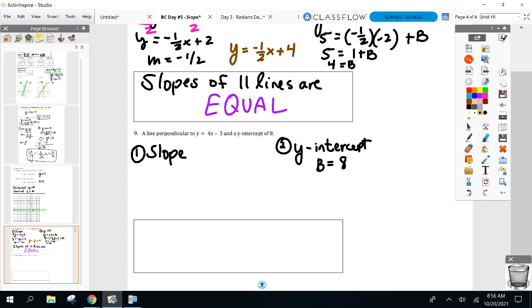All right, let's talk about the slope. What do I know about these two lines? Okay, so the slopes aren't equal. Remember the relationship between the slopes of two perpendicular lines? Parallel, they're equal. We got that, it's pretty clear. What if they're perpendicular? Anybody remember the relationship between them?